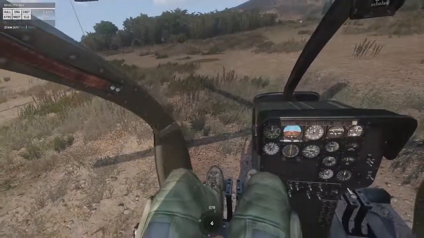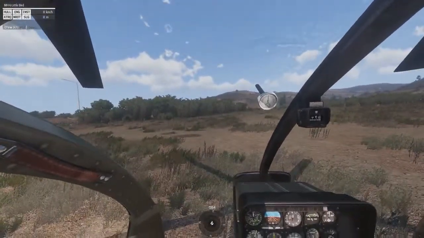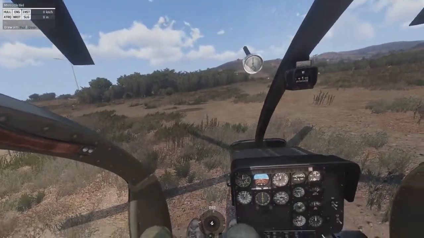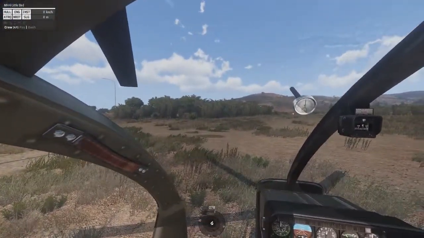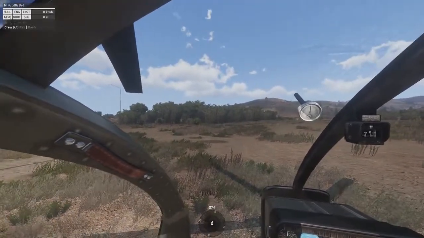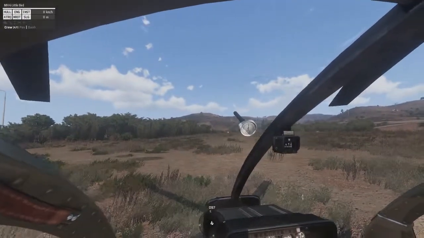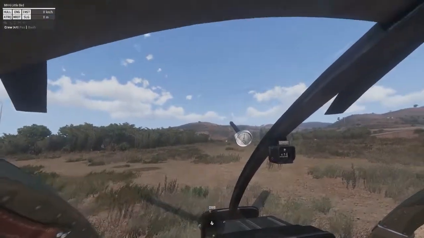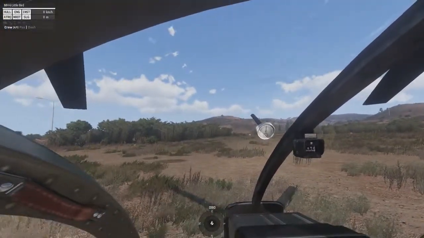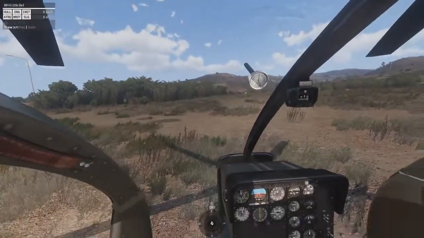But that was cyclic. That changes the attitude of the rotor disc, tipping it forward or back, left or right. Then you have the collective. As I said, the collective will change the attitude or angle of attack of each rotor blade, so that it will either dig into the air harder or lesser. The more it digs into the air, the more you ought to go up, and the less it digs into the air and the slower the RPM, the more your airframe will want to come down.